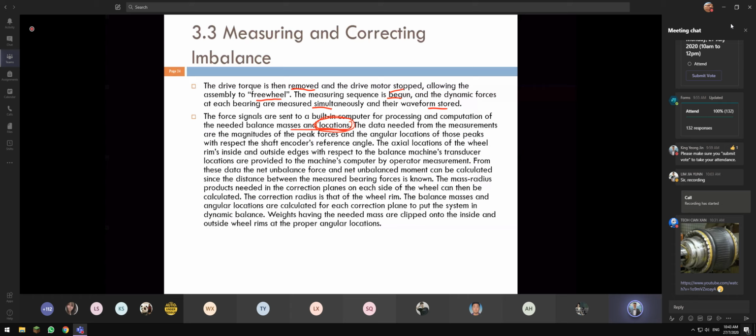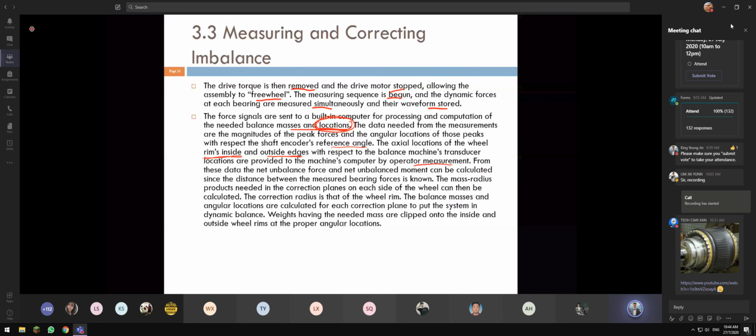So the data needed for the measurement are the magnitude of the peak force and the angular location of those peaks with respect to the shaft encoder reference angle. The axial location of the wheel rim inside and outside edges with respect to the balance machine transducer location are provided to the machine computer by operator measurement. That's what I mentioned. Okay. So the rim inside and outside edge, so it will be keyed in.